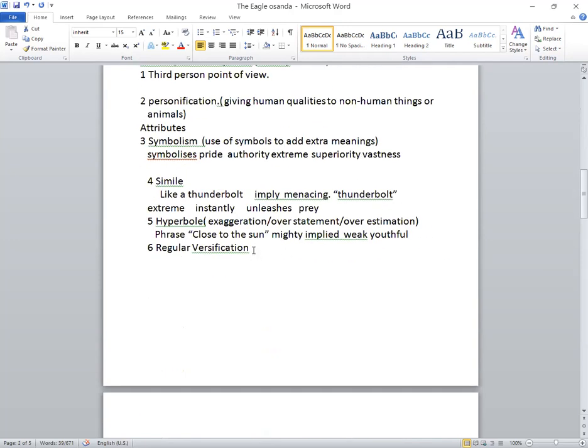Write down. The poem has 2 stanzas and each stanza has 3 lines.